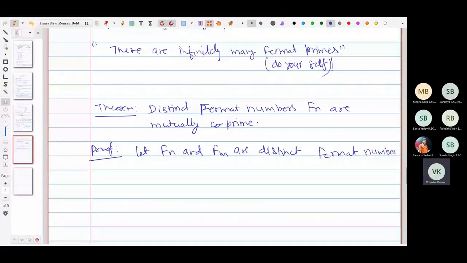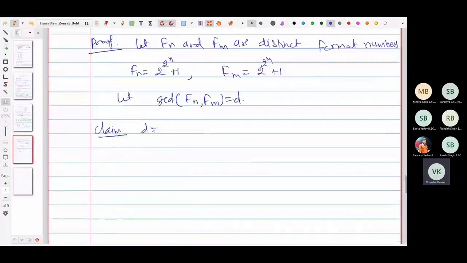So Fn we can write as 2 to the power 2 to the power n plus 1, and Fm as 2 to the power 2 to the power m plus 1. Let the greatest common divisor of Fn and Fm equal d. Now we claim that d is equal to 1. And once it comes out to be 1, then we can say that Fn and Fm are relatively prime.